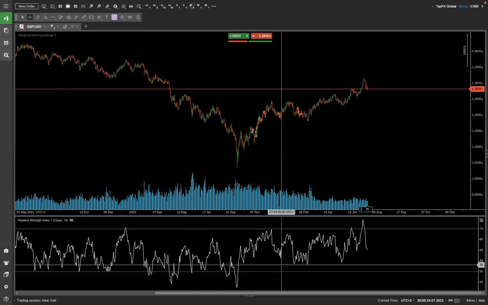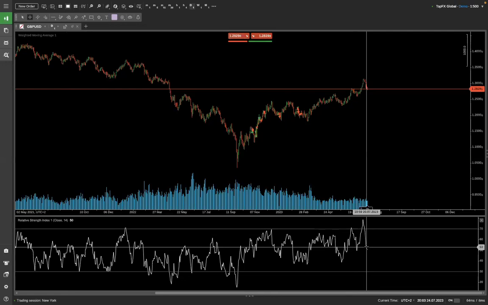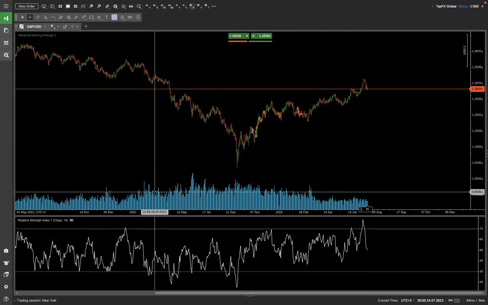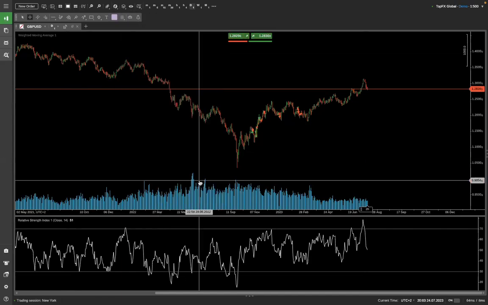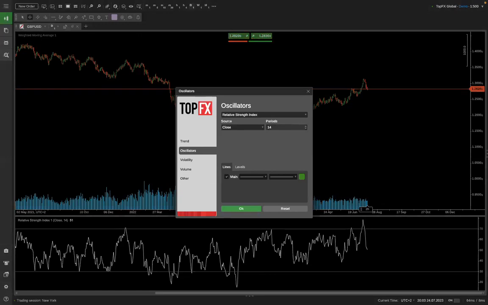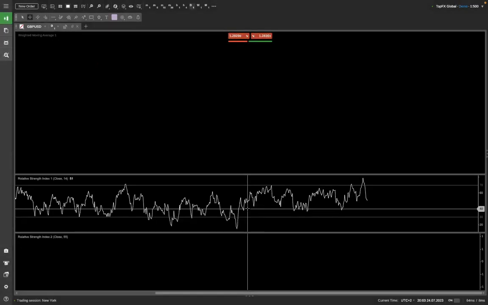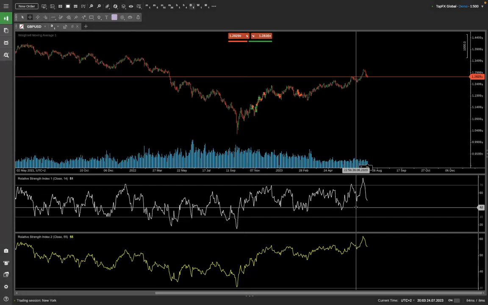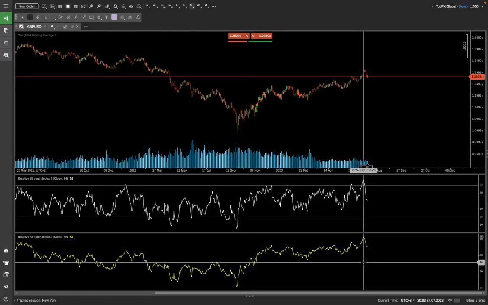The more periods you use, the slower the indicator will appear to react to recent price changes. So you can, for example, set the RSI for 14 as the default one, and you can of course add one more. You go to oscillators, you go to RSI, and then for example you set one on 55 periods with the color yellow. That's it. You can see that we got two RSI indicators. The top RSI is set for 14 periods, and the bottom is at 55 periods.